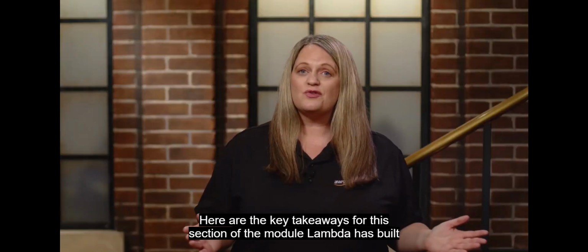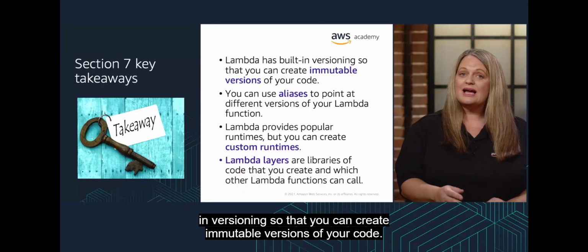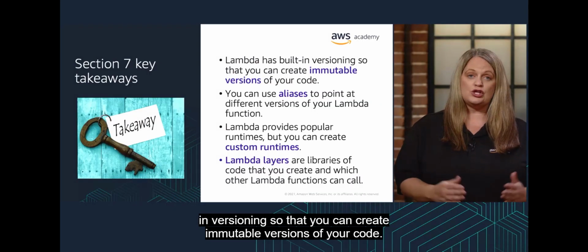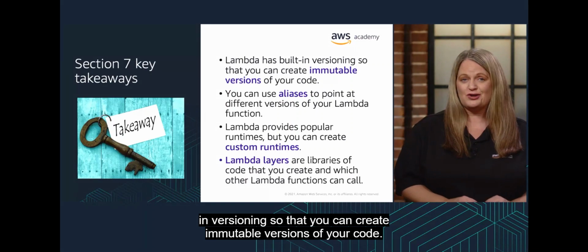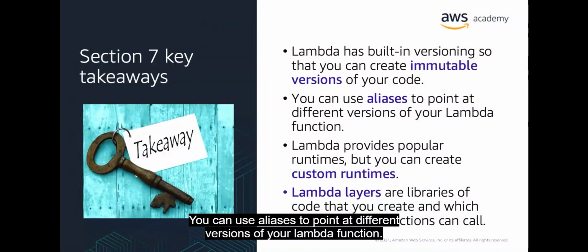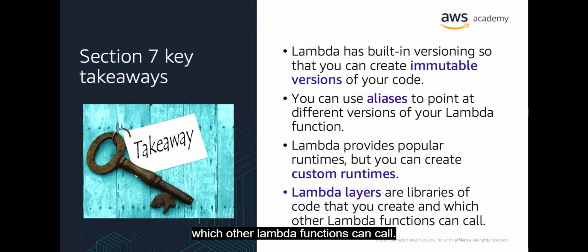Here are the key takeaways for this section of the module. Lambda has built-in versioning so that you can create immutable versions of your code. You can use aliases to point at different versions of your Lambda function. Lambda provides popular runtimes, but you can create custom runtimes. Lambda layers are libraries of code that you create and which other Lambda functions can call.